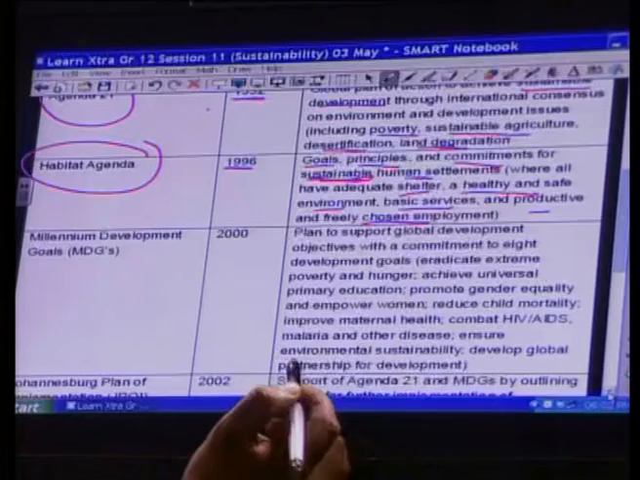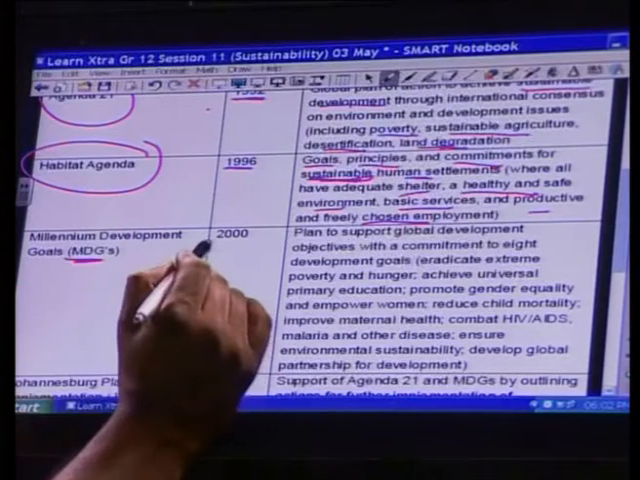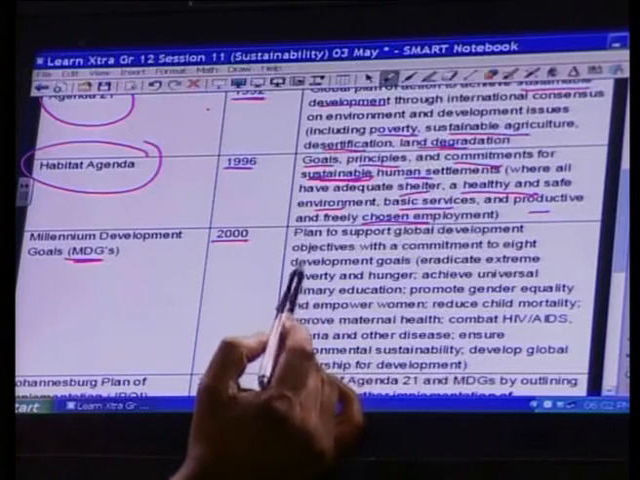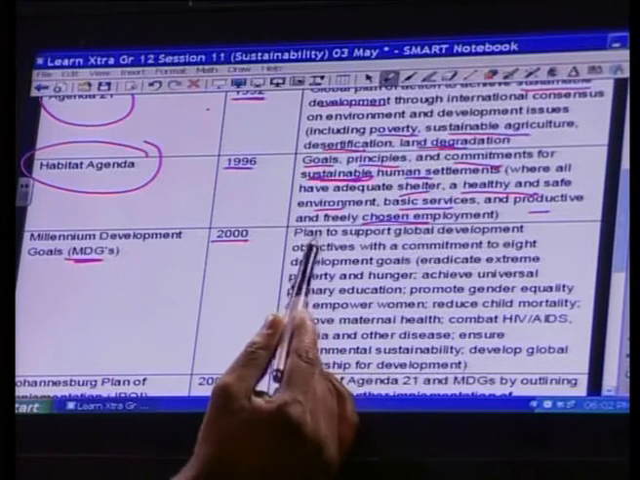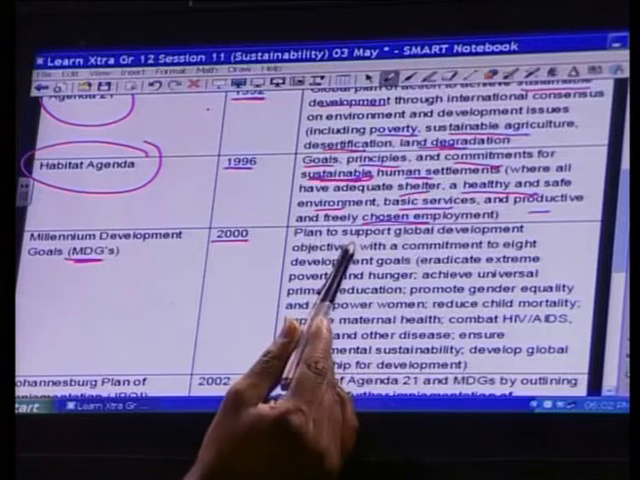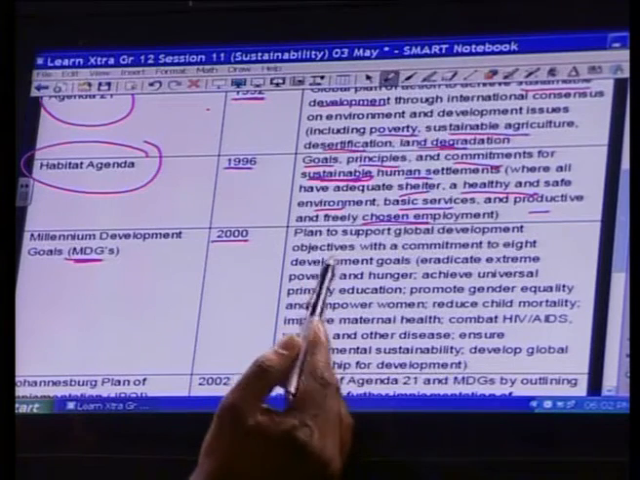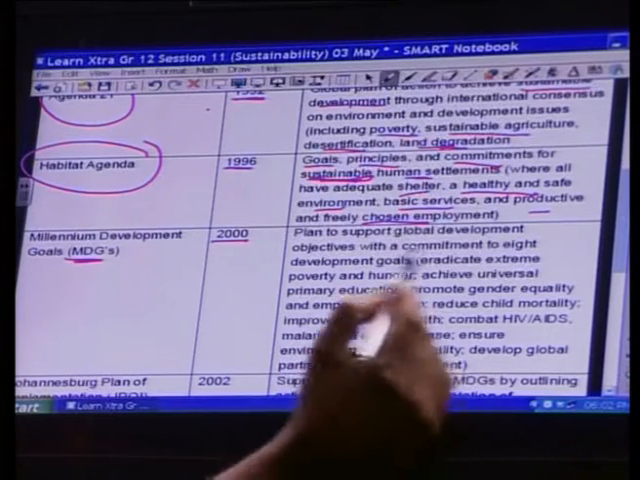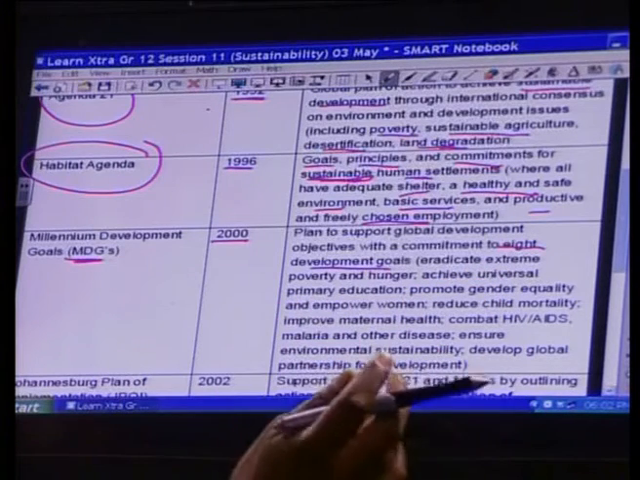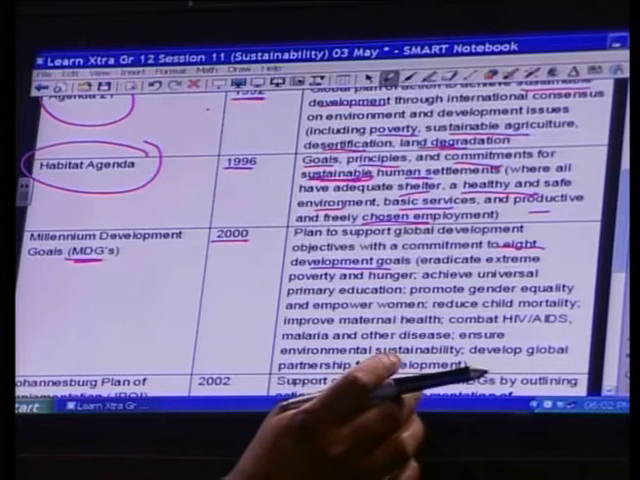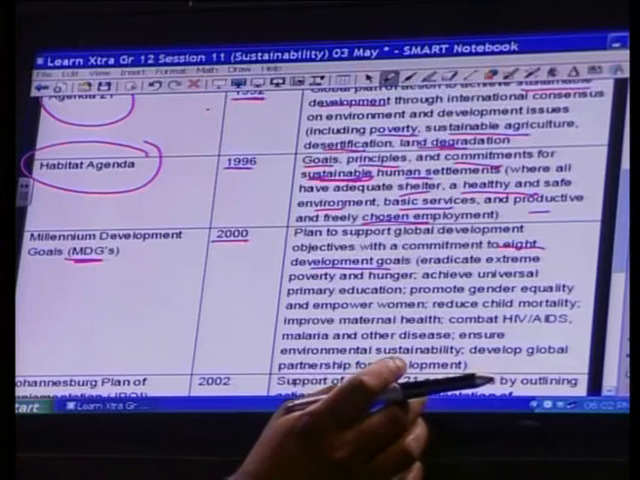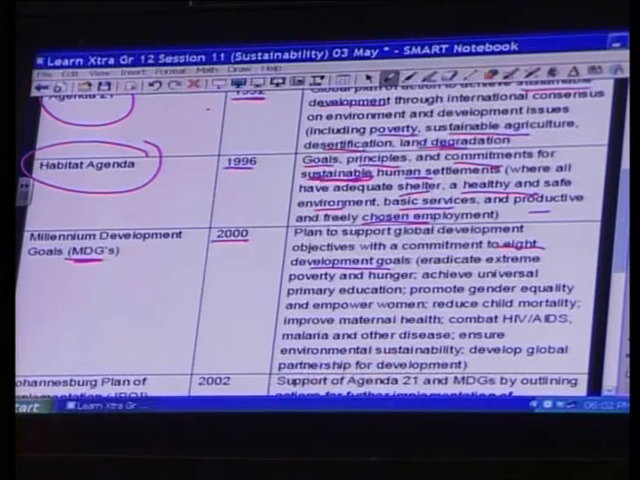The Millennium Development Goals, or MDG. Note the date, in 2000. The MDG, or Millennium Development Goal, is to plan to support global development objectives with commitments to 8 development goals. These 8 development goals are goals that have been set aside at the UN. Various different organizations of the UN have gotten together and tried to ensure that growth in especially developing countries, which essentially is most of the countries in Africa, takes into consideration sustainability whilst trying to improve their economies.